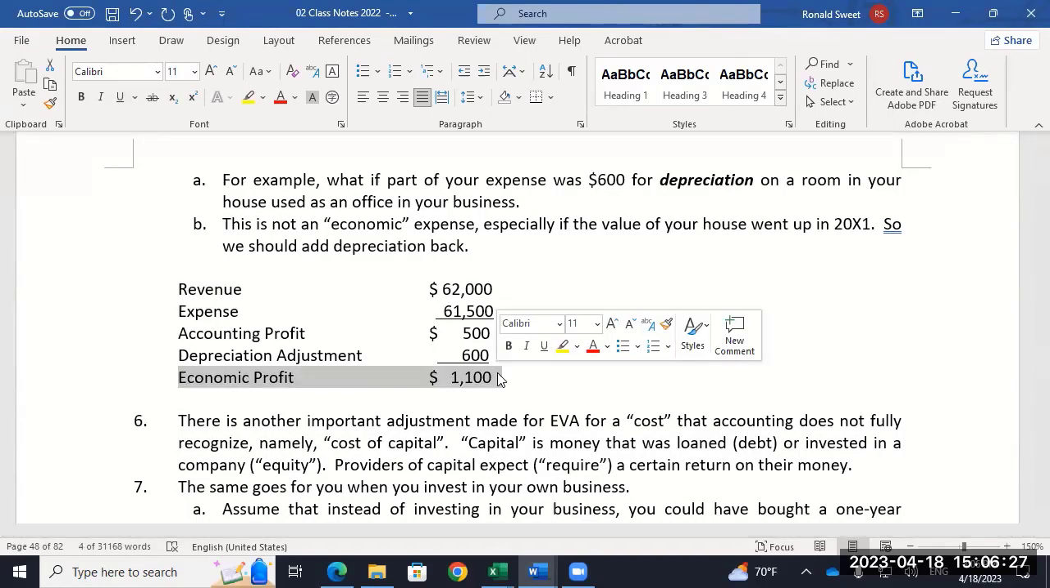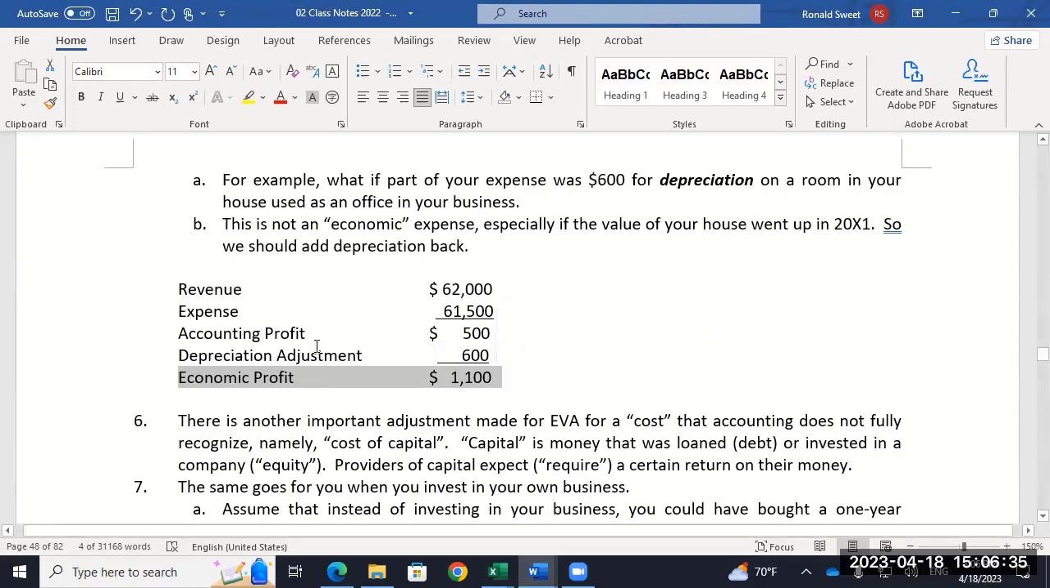Now, at USA, we debated this. What are we going to add back to our earnings? And I can't remember what they are. There were many, many, many adjustments. But let's add back depreciation. So for your example, for the exam and for your applications, depreciation is the only thing we're going to add back.